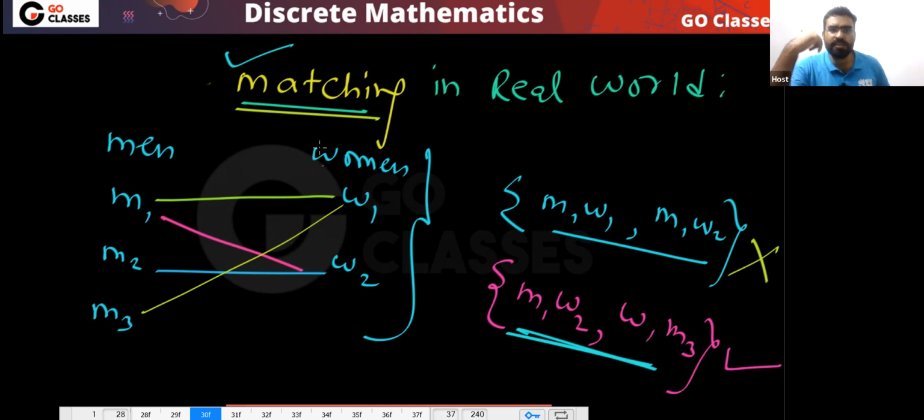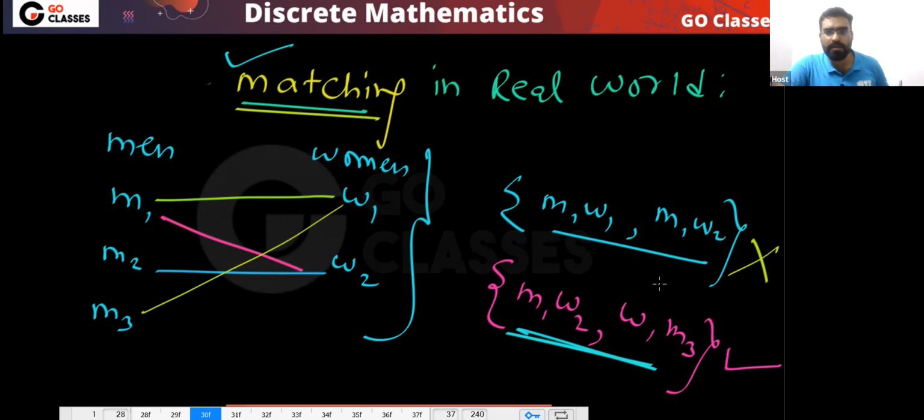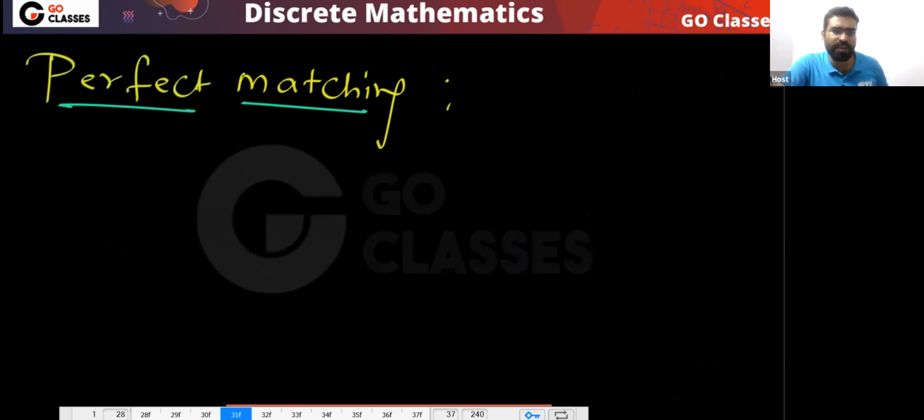Anyway, what I'm saying is that this matching concept is basically very simple. You don't want common endpoints. Okay, this is the idea. All of them must be different. Very simple. So tell me, what is a perfect matching?